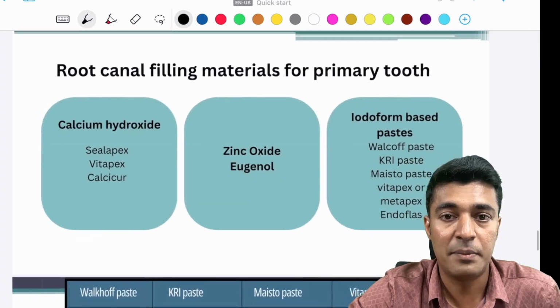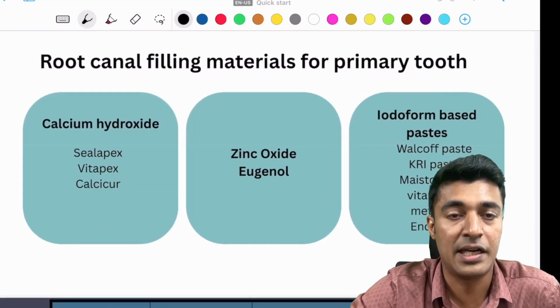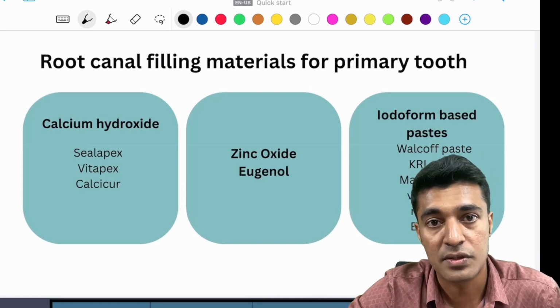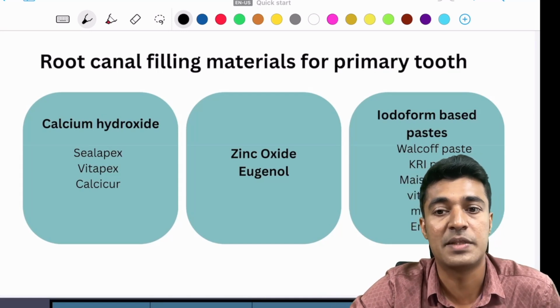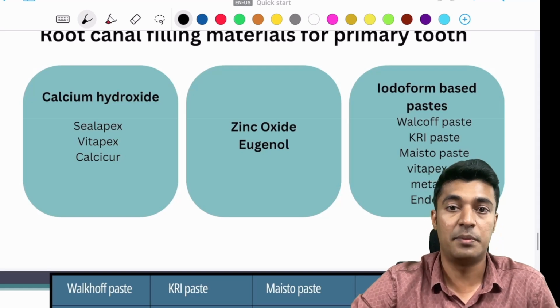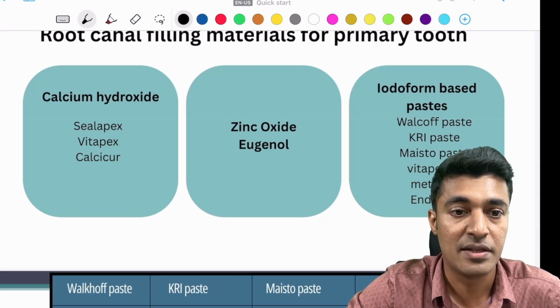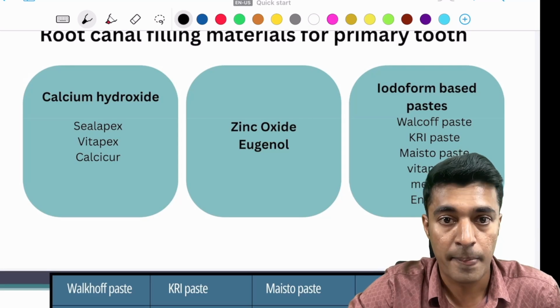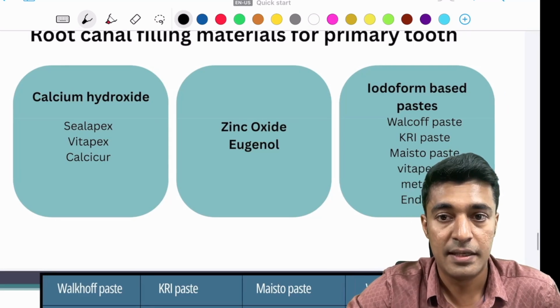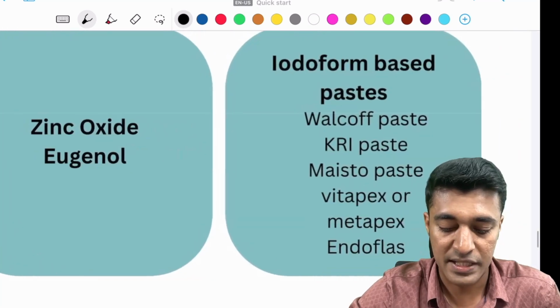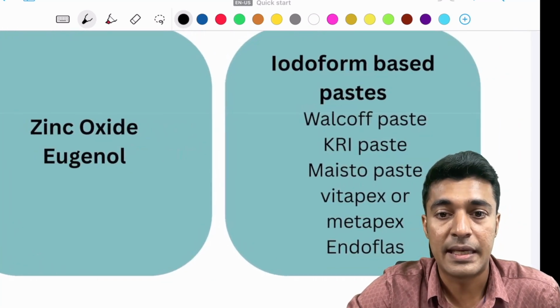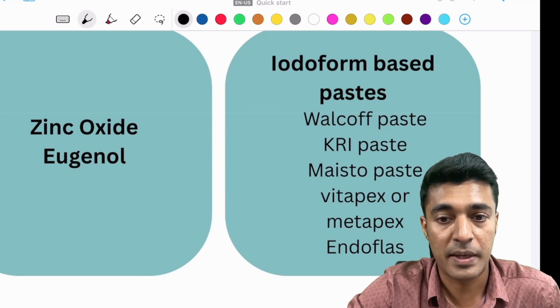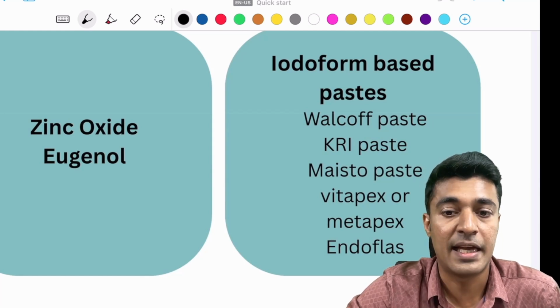So the root canal filling materials for primary tooth include calcium hydroxide based filling materials, zinc oxide eugenol based materials, and iodoform based paste. The calcium hydroxide based materials include Calpex, Vitapex, and Calcicar. The zinc oxide eugenol is there. Then iodoform based paste, which includes Walkoff paste, KRI paste, Maisto paste, Vitapex, Metapex, and Endoflas.